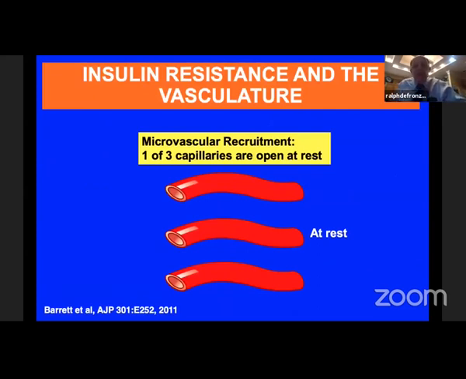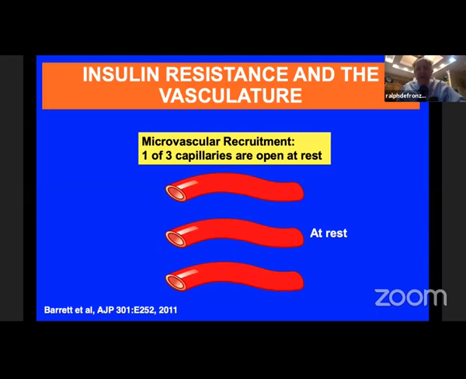Now, the smooth muscle cells also are very resistant to insulin. And these are some beautiful studies carried out by Gene Barrett, who was a fellow with me many years ago. But what Gene did is he developed a microbubble technique where he's going to inject into the brachial artery. He's going to inject these microbubbles, and then with ultrasound, he can see where the bubbles are going.